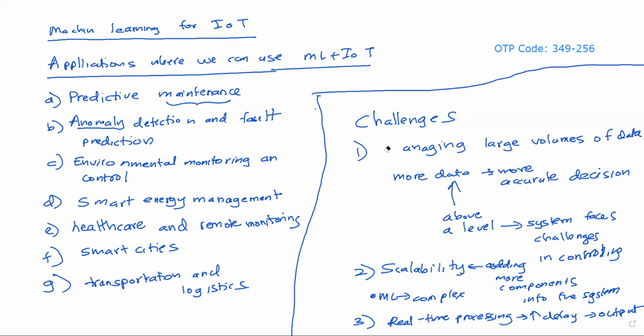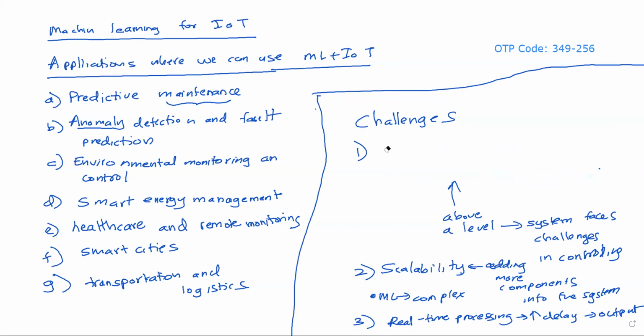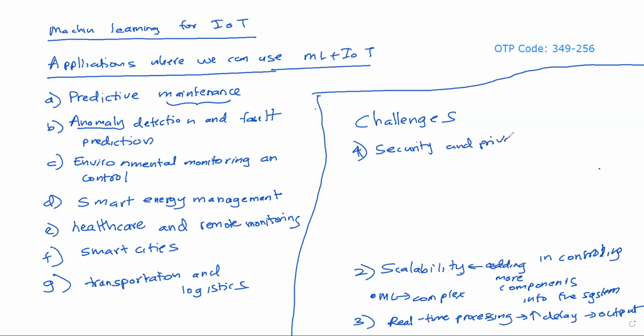Apart from that, we have challenges related to security and privacy. The security and privacy of a machine learning based application needs to be maintained. That is also a challenge because we are working with large volumes of data. Providing security to large volumes of data is a challenge.